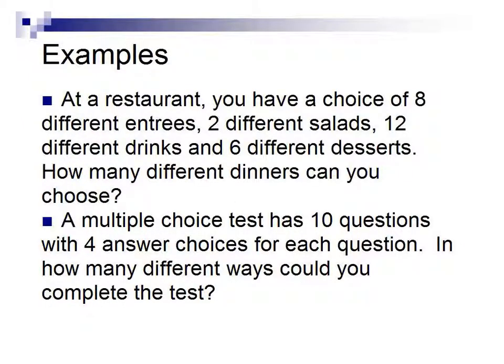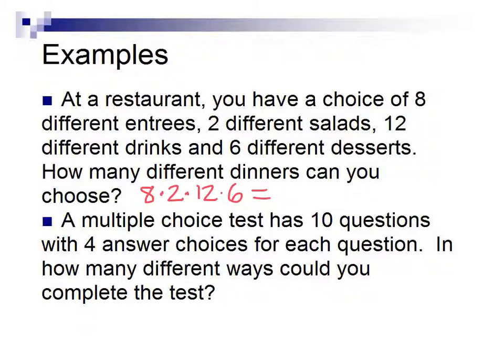All right, so let's do a couple examples where we're doing that fundamental counting principle or you're doing the permutations. So this first one, at a restaurant you have a choice of 8 different entrees, 2 salads, 12 drinks, 6 desserts. How many different dinners can you come up with? Okay, that's like my outfits. I'm basically just doing fundamental counting principle. I got 8 entrees to choose from, I got 2 salads, I got 12 drinks, and 6 desserts. Multiply it all out, tells you how many different dinners you could get.